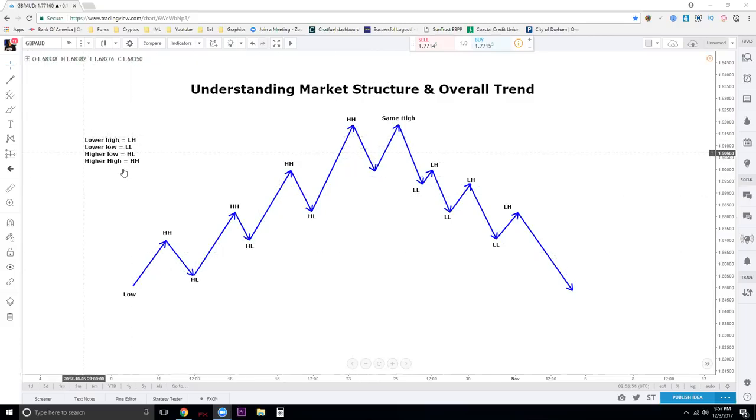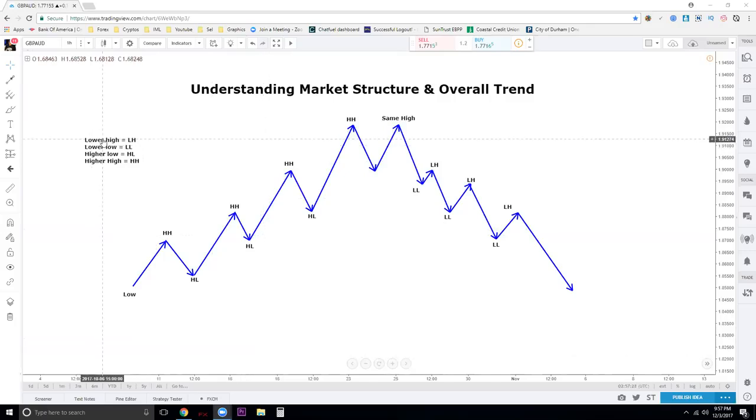As you can see on the left side, I have a couple of things that mark out what these letters mean. For lower highs, we have LH, lower lows LL, higher lows HL, and higher highs HH. What these mean identifies exactly what market structure is. You want to know what these stand for and how to identify them in the market, and you do that by looking at the way the market is moving.